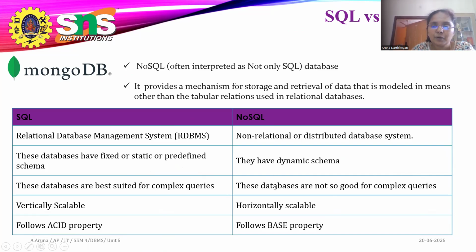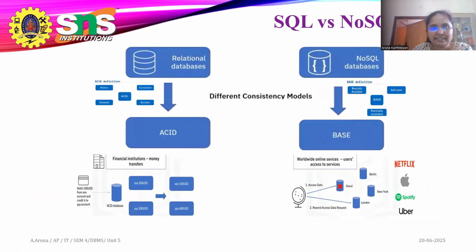Why is SQL better for complex queries? NoSQL does not support the ACID properties, that is atomicity, consistency, isolation, and durability. Those properties are not supported in NoSQL, but in SQL they are supported. So only SQL is better suited for complex queries; NoSQL is not. SQL is scalable vertically, while here we can scale our data only horizontally. SQL follows the ACID properties, but here it does not; only BASE properties are followed. This is the major difference between SQL and NoSQL.